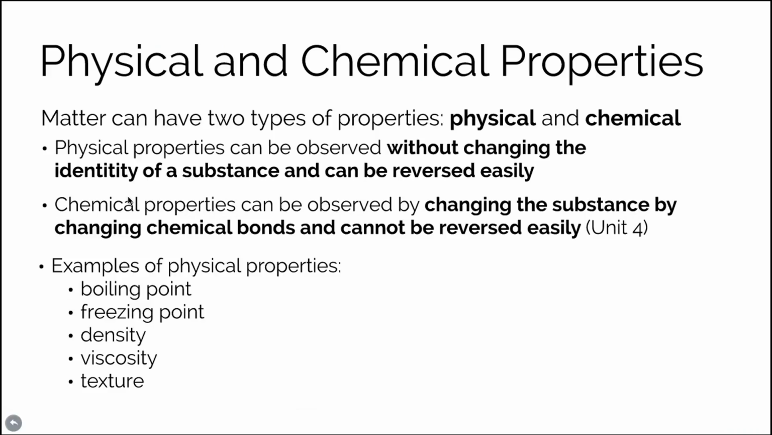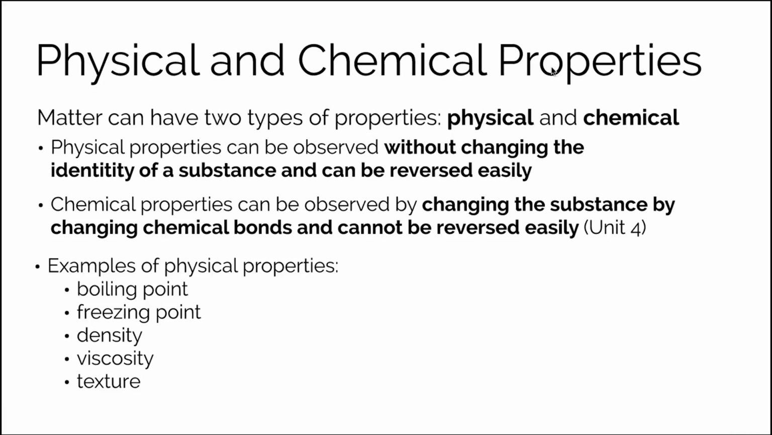So some examples for the physical properties that we might have is the temperature at which a substance boils, that's called the boiling point, or the temperature at which it freezes, that's freezing point. Also, we can have its density, the viscosity, that's the resistance to flow for a lot of liquids. So if you compare water or syrup, the syrup would take a lot longer to pour out of a bottle than would the water. And then finally, the texture, however it feels, if it's a smooth surface or if it has a rough surface for whatever substance you're looking at, these are all examples of physical properties.